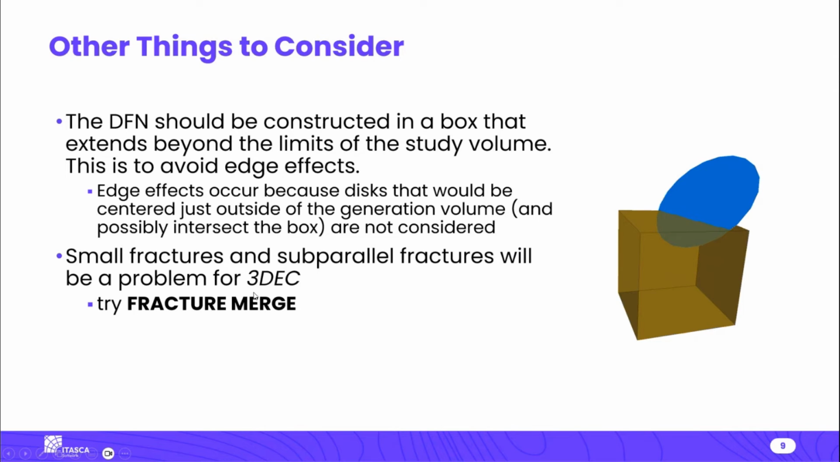The other thing, if you're planning on making a 3DEC model out of this, is that if you have fractures that are very close together and almost parallel, this will be a big problem because you will end up with long, skinny blocks. They're difficult to zone. They'll mess up your time step. There are potentially other problems if you're running a large strain. So you include this command fracture merge, and this will allow you to merge together fractures if they're close together and subparallel. And you probably want to do this if you're making a 3DEC model.